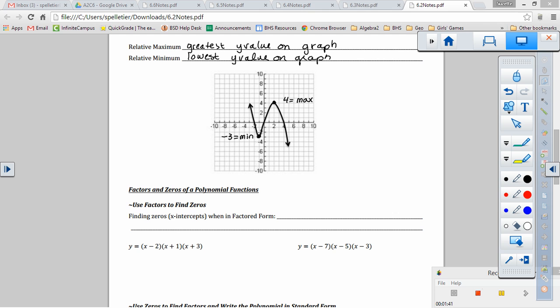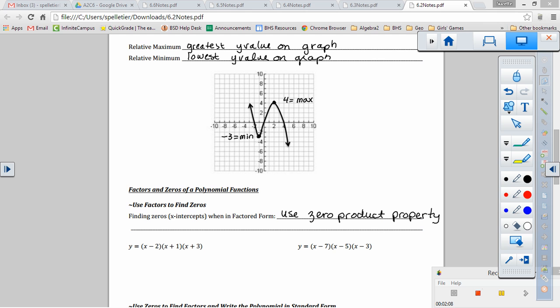Factors and zeros of a polynomial function. All right. So we use the factors to find the zeros. We did this with our quadratics when we were trying to graph our quadratics. So finding zeros or x-intercepts when in factored form. So you're going to use the zero product property.